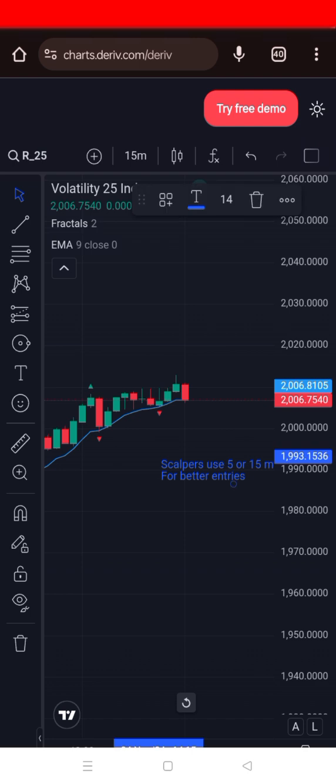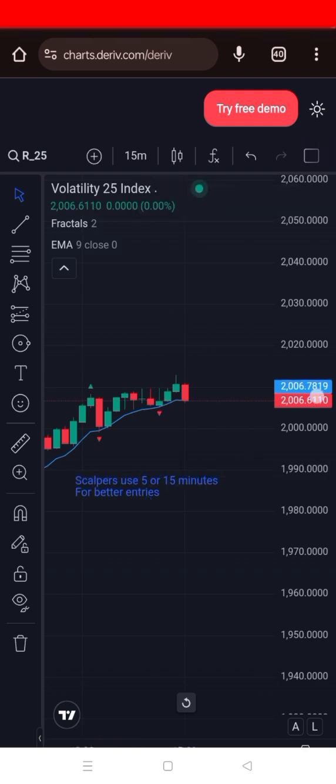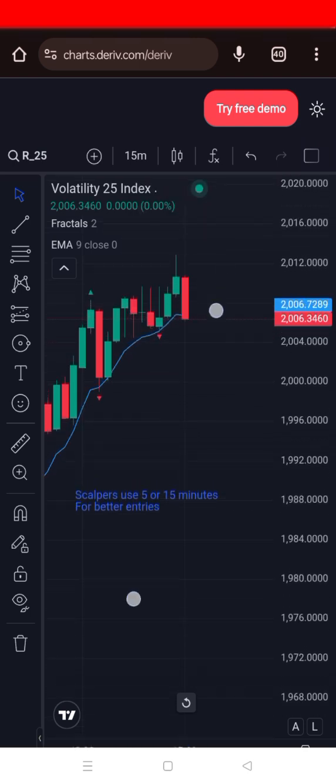So you will use these 15 minutes for better entries. Those are for scalpers.